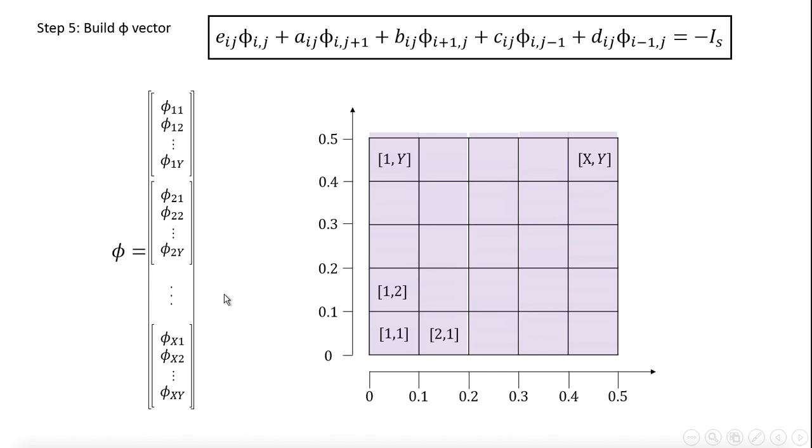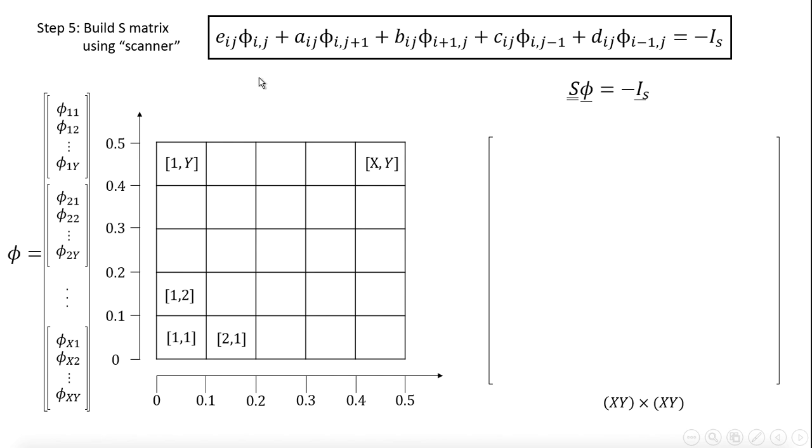And yeah, let's continue. Okay, now we want to build the matrix, because at the end of the day, this is what we want to solve. We want to solve S, the S matrix, times phi equals minus I_S. So how do we build the conductivity matrix S? We want to make sure that each row here multiplies the phi vector.